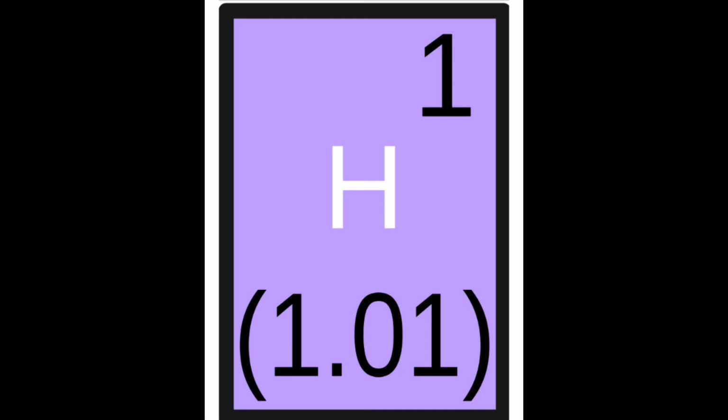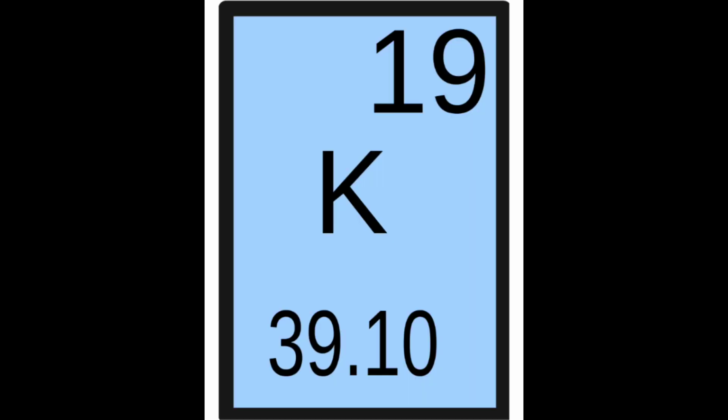Here we have hydrogen. The number on the top right is the atomic number. This tells us there is one proton in an atom of hydrogen. And since there's one proton, there must also be one electron. We round the atomic mass, which is 1.01, down to 1. That tells us that the total number of protons and neutrons in the nucleus is 1. And since we know there's already one proton there, we know that there are 0 neutrons in this atom of hydrogen.